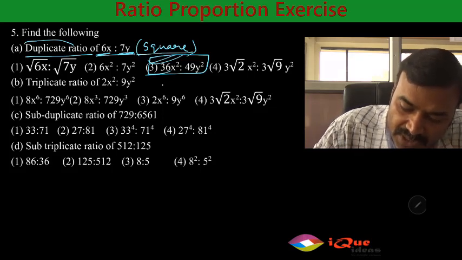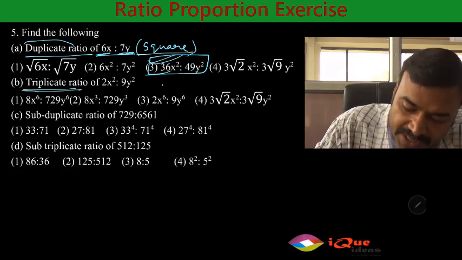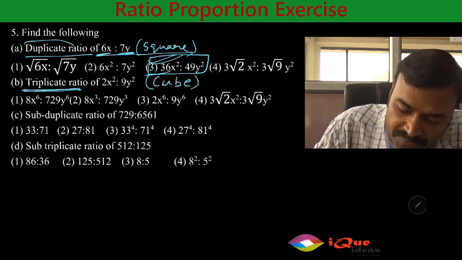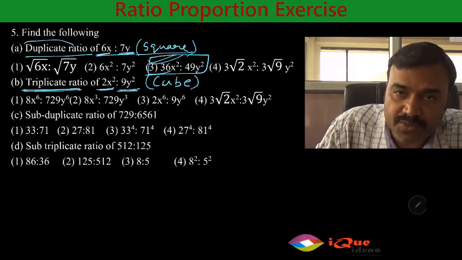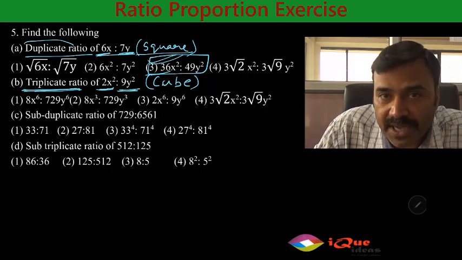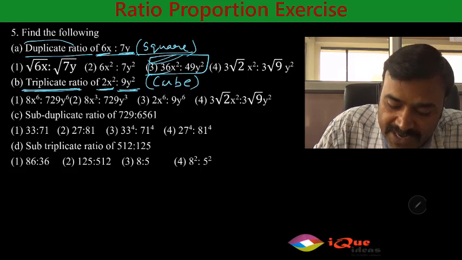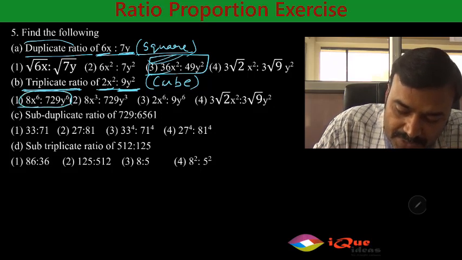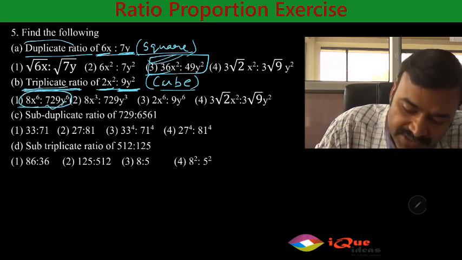That's it. Now, similarly, triplicate. Triplicate means cube. Okay? So, take cube of 2x square is to 9y square. Now, 2x square cube will be 8x to the power 6. And 9y square, 9 cube is 729. So, that means it is 8x to the power 6 is to 729y to the power 6. That is the first option. Just remember, triplicate means cube. So, this is the correct answer.